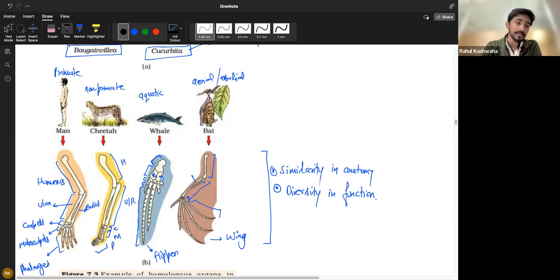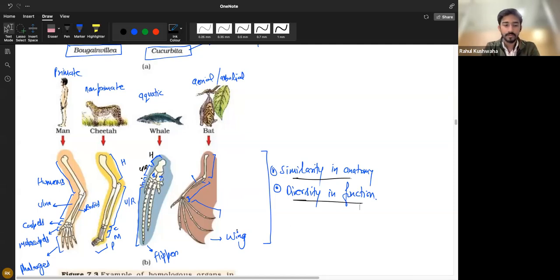Same is in a flipper of a whale because a whale is also a mammal. So a whale also has a humerus, then there is an ulna and radius, carpal, metacarpal, and phalanges. It has extended phalanges, but again the arrangement is the same. Same is in the wings of a bat. So this is used as a wing to fly, this is used as a flipper to swim, this is used as a forelimb to run, and this is used as a hand to hold. So similarity is there in anatomy, but diversity is there in function.